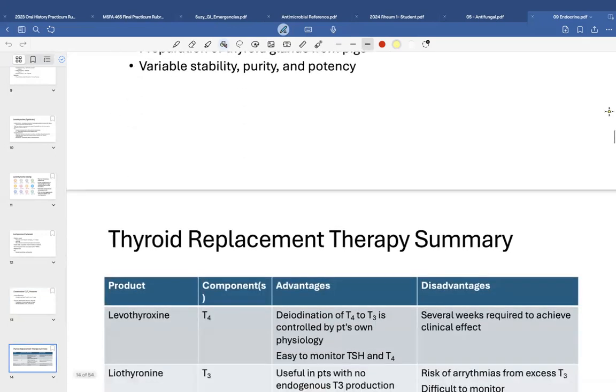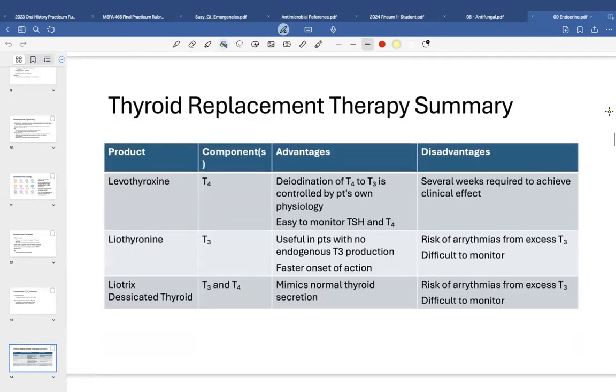So this table summarizes the thyroid replacement products. And really, that's everything in a nutshell.